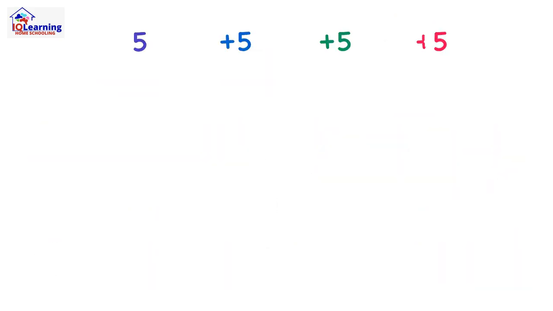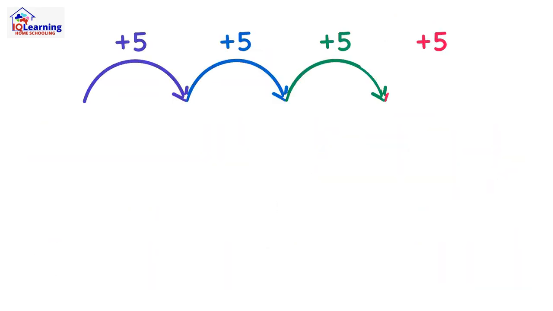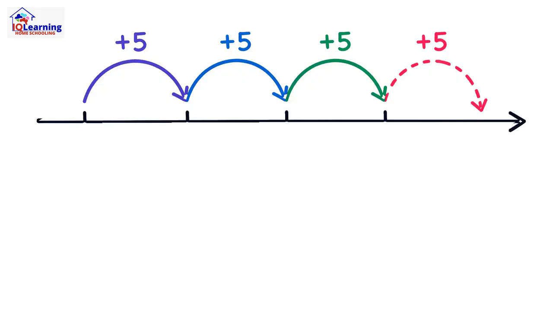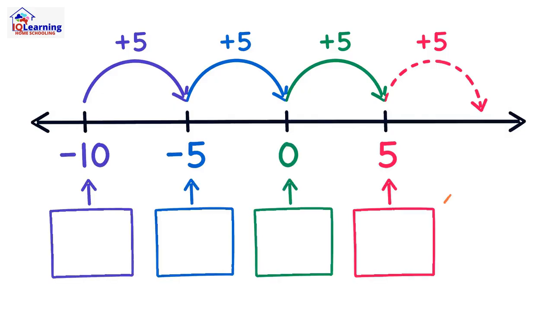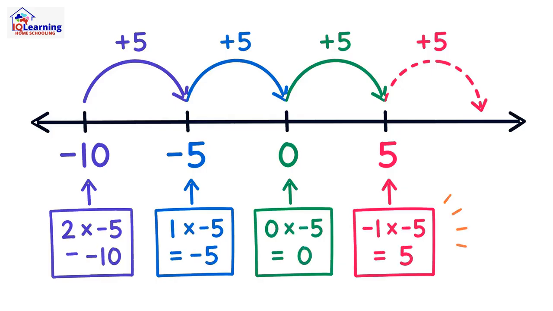Think about a pattern. 2 times -5 is -10. 1 times -5 is -5. 0 times -5 is 0. Notice the result increases by 5 each time. So what comes next? -1 times -5 must be +5 to continue the pattern.